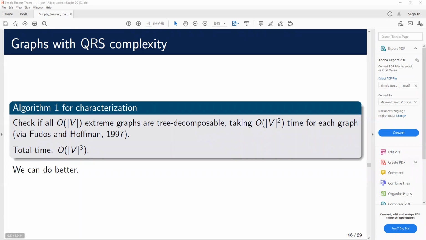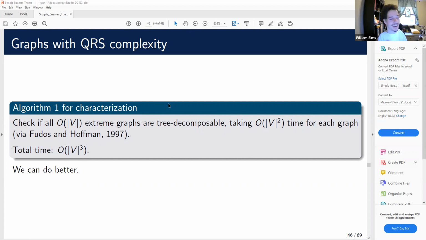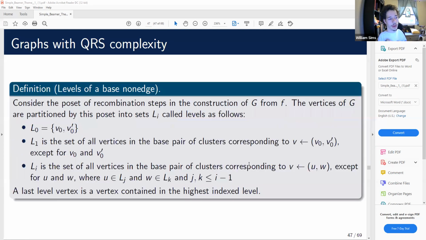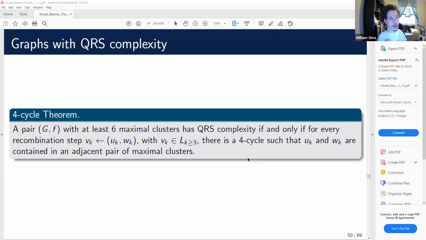William, you're muted. Yeah, I didn't realize. Okay, so no, I was just saying that this is to characterize graphs with QRS complexity by just checking all of their extreme graphs to see if they're tree decomposable. But yeah, this was just kind of an observation that we could do it just with the definition of all extreme graphs being tree decomposable. But obviously we can do it much better. And yeah, this isn't the biggest use of the 4 cycle theorem. It was just to kind of build up to it.